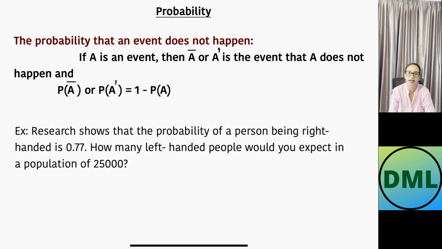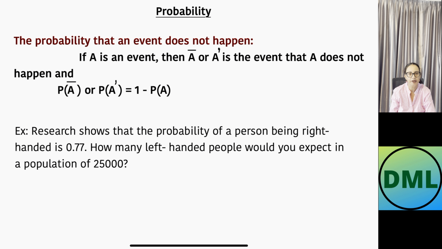Probability. We are calculating the probability where the event is not happening. The probability that an event does not happen. If A is an event, then A bar or A dash is the event that A does not happen, and that will be given as probability of A bar or probability of A dash, which is the same thing, which will be given as 1 minus probability of A. Why are we subtracting from 1? Because the total probability is 1.